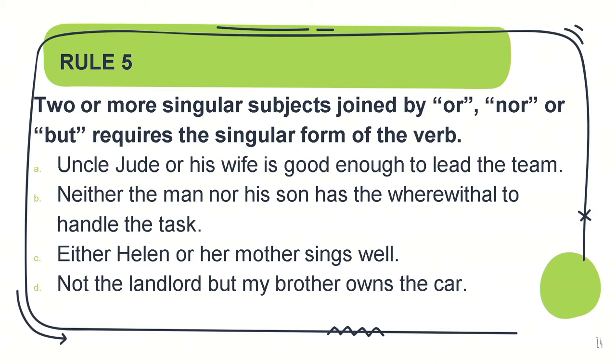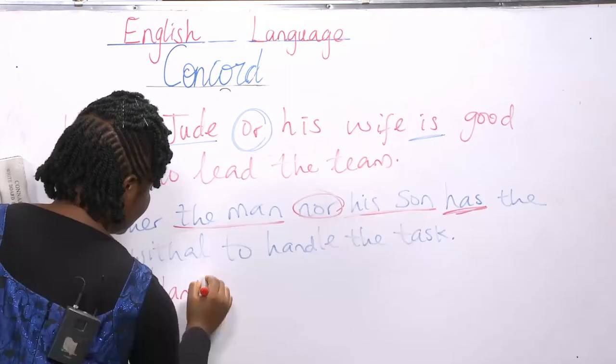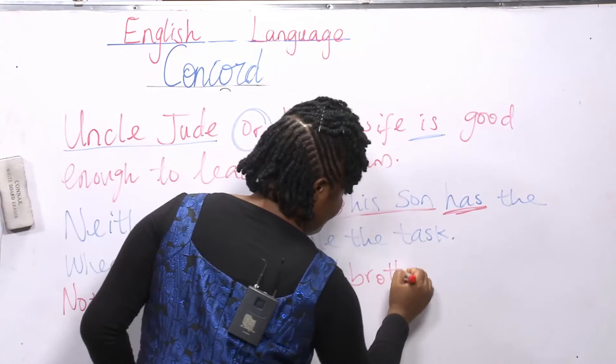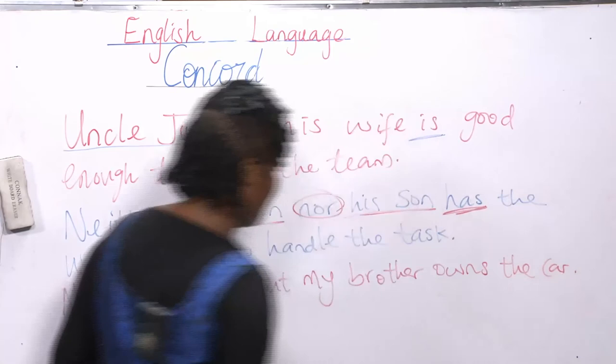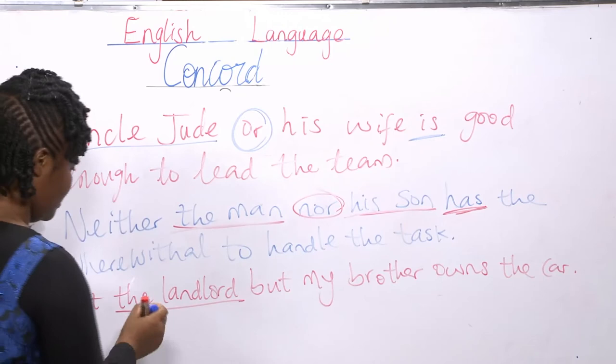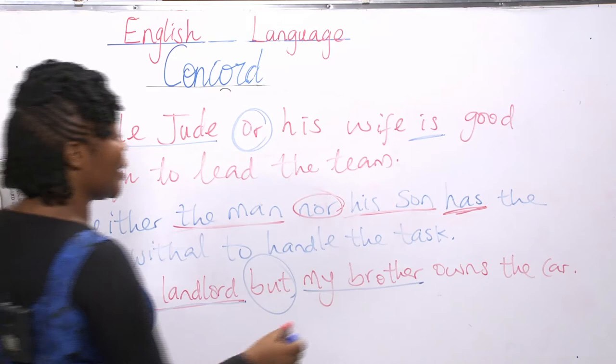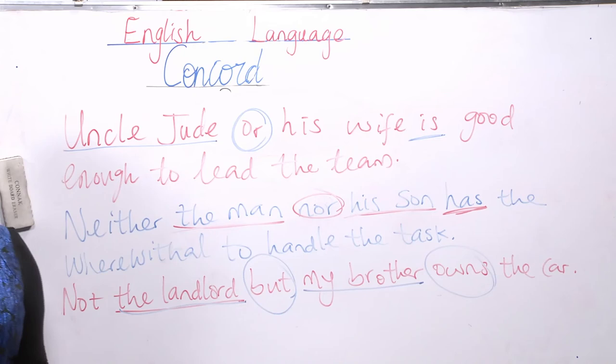Let's look at one more example with but. Not the landlord, but my brother owns the car. Two singular subjects: the landlord, my brother. Now, these two singular subjects joined together by the conjunction but will take a singular verb, owns. Not the landlord, but my brother owns the car. Now, that is rule five.